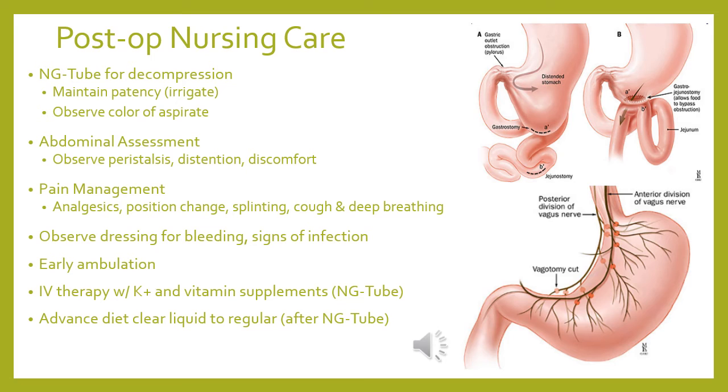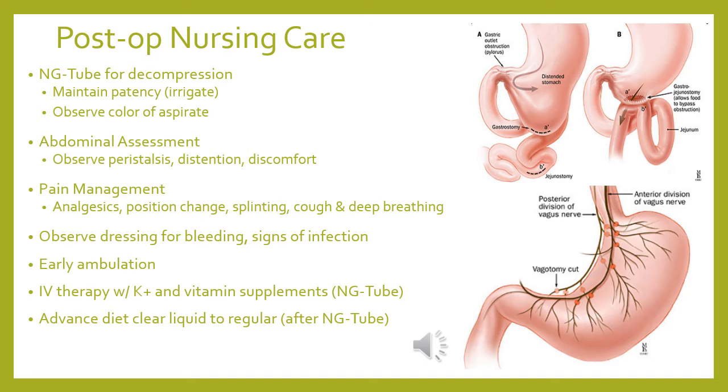The same procedure, but with an anastomosis to the jejunum instead of the duodenum, is called a Billroth 2, and this is shown on the top of the slide here, the top picture. A vagotomy would be when they sever the vagal nerve or the vagus nerve, and this decreases the gastric secretions, and this is shown on the bottom of the slide here.